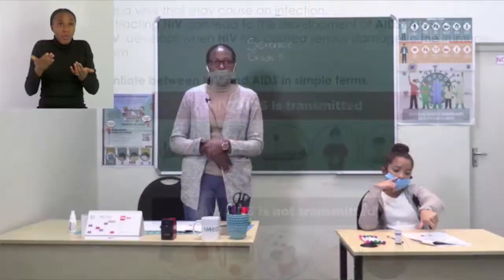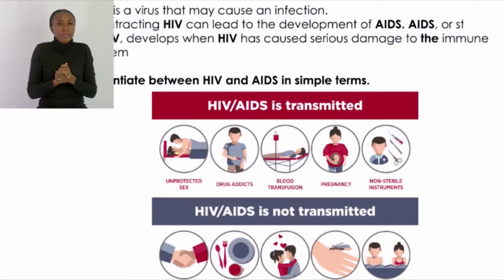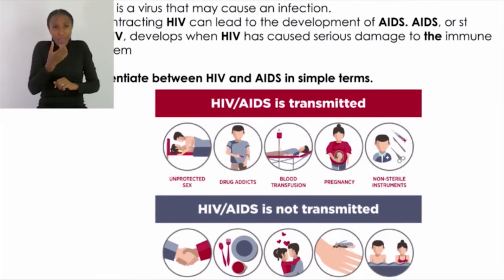Let's quickly move on to page 21. HIV and AIDS is transmitted in many different ways, and there are also many different ways how HIV is not transmitted. HIV in our bodies stays only in certain parts, for example, in certain fluids such as blood, semen, preseminal fluids, rectal fluids, vaginal fluids, and breast milk. Those are the only parts that can transmit HIV in our bodies.